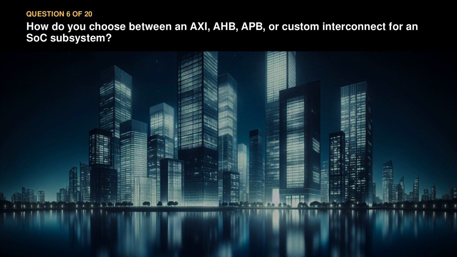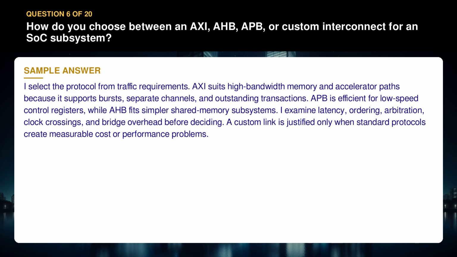Question 6. How do you choose between an AXI, AHB, APB, or custom interconnect for an SoC subsystem? I select the protocol from traffic requirements. AXI suits high bandwidth memory and accelerator paths because it supports bursts, separate channels, and outstanding transactions. APB is efficient for low-speed control registers, while AHB fits simpler shared memory subsystems.